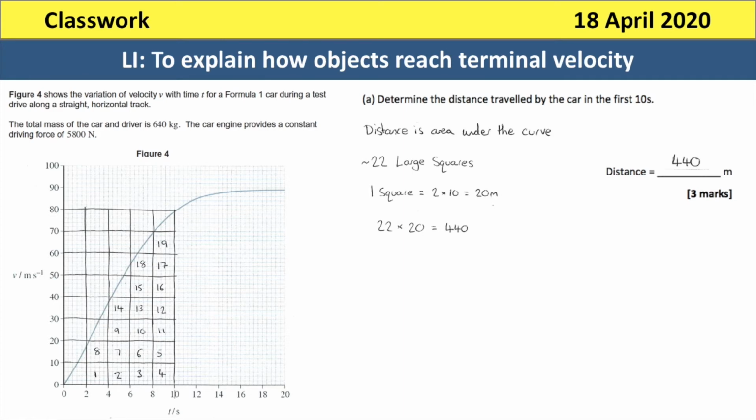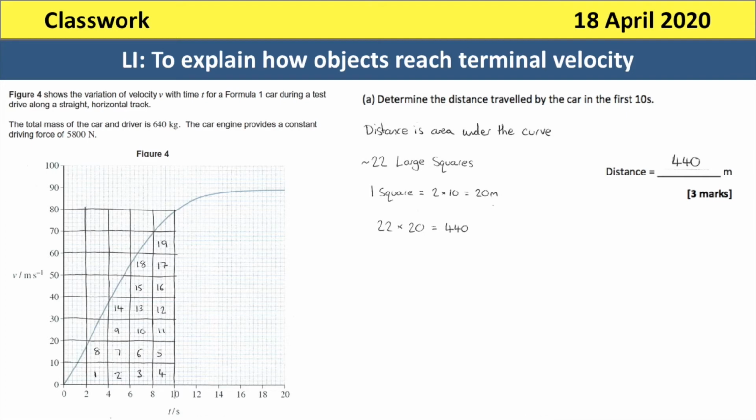Now we'll then work out what the area of one of those large squares is going to be, and as you can see from the axes, 2 seconds across and 10 meters per second up means that the area of one square will be 2 times 10, which is 20 meters. So because there are 22 squares, we do 22 multiplied by 20, which gives us 440 meters.